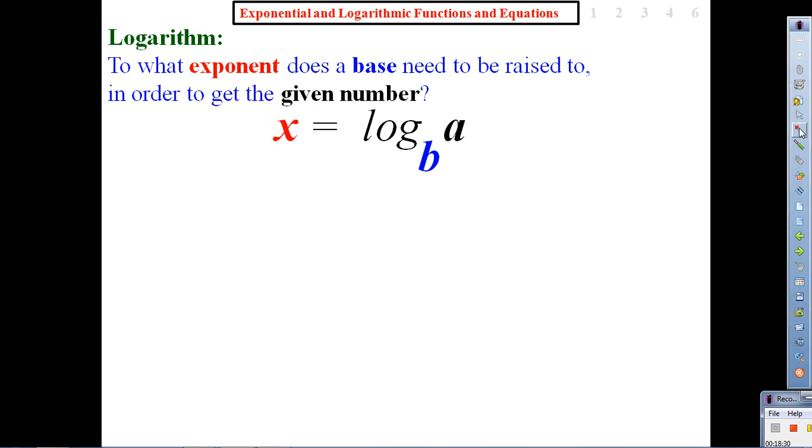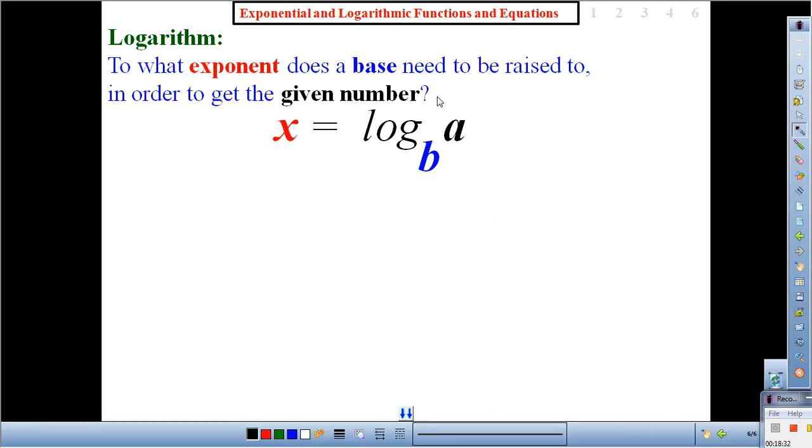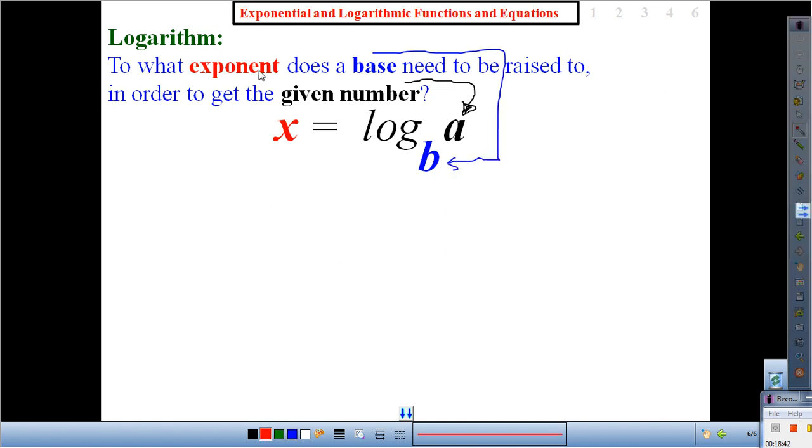And once again, if you want to point arrows, make sure you have your colored pens. So the given number is a. The base is b. And of course, the exponent is here in this part. All right. So with that said, let's continue.